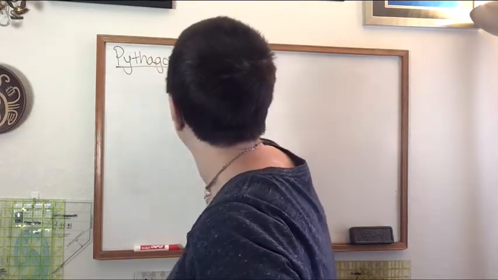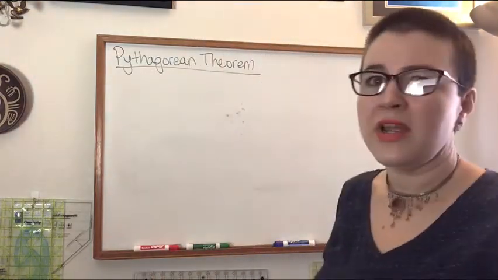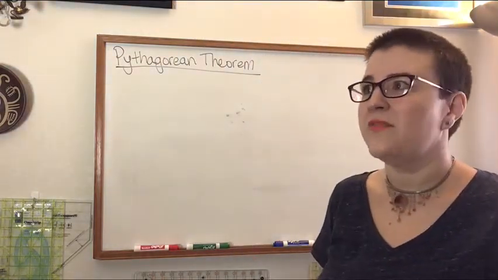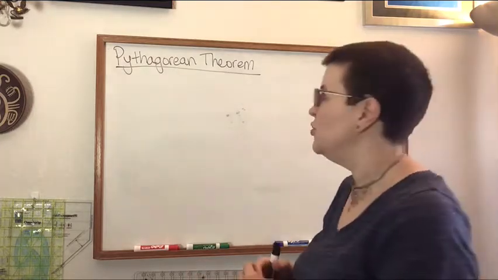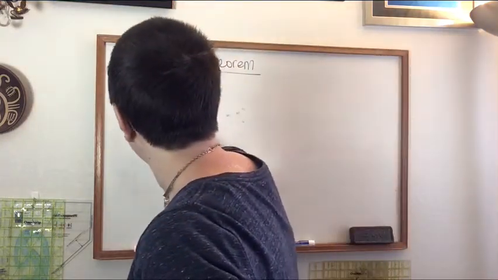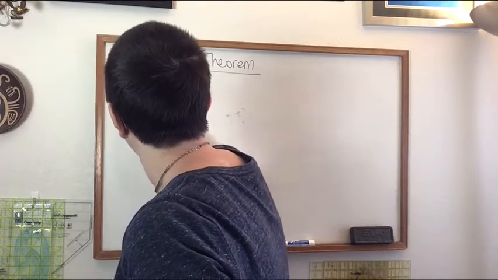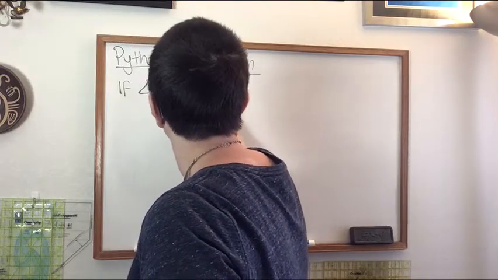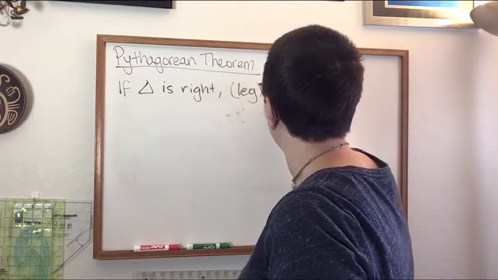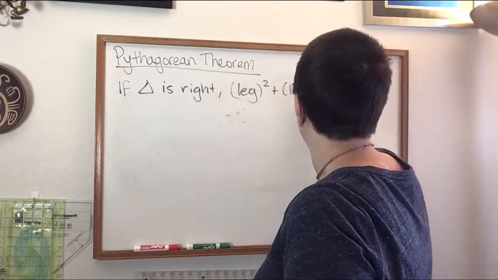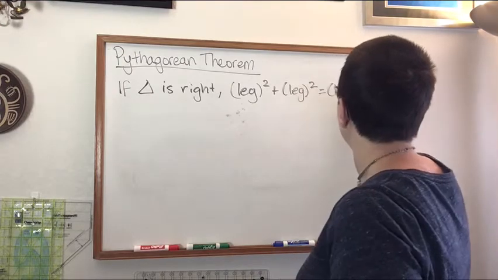So it can tie in still to the trigonometry that we've been doing, because if you needed to find a missing side in order to set up a ratio, this would be a way to do it. The Pythagorean theorem says if your triangle is right, then legs squared plus legs squared equals hypotenuse squared.